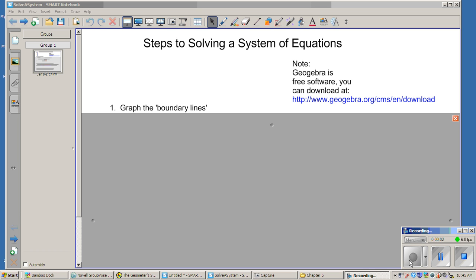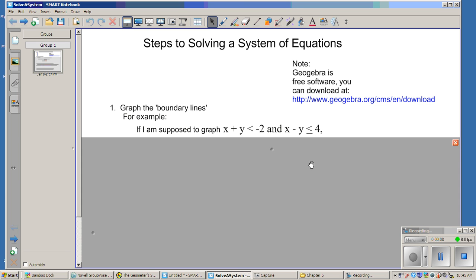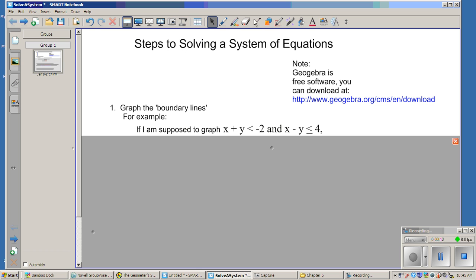So let's say I want to solve a system of equations. Now for this example, we'll solve the system x plus y is less than -2 and x minus y is less than or equal to 4.